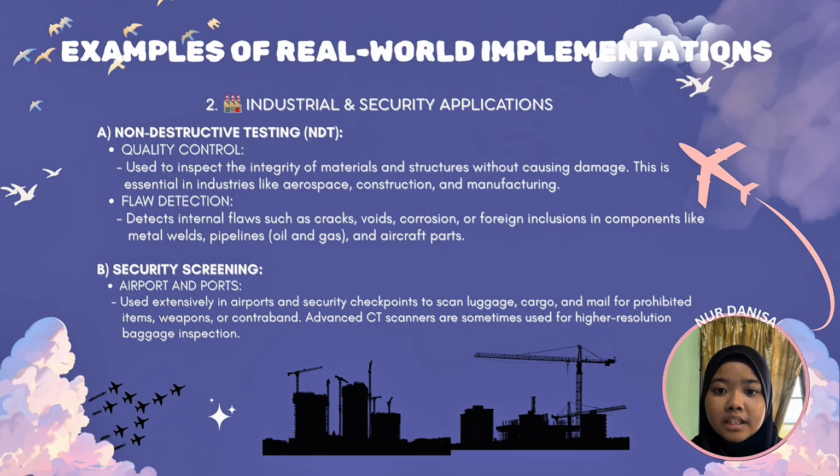For example, it can inspect metal welds, oil and gas pipelines, and aircraft parts to make sure they are safe and reliable. The second major application is security screening in places like airports and seaports. This technology is used to scan luggage, cargo and mail. It helps detect prohibited items, weapons or contraband without opening the bags.